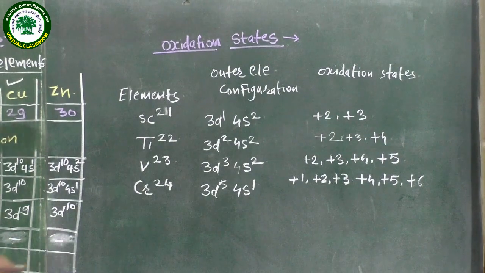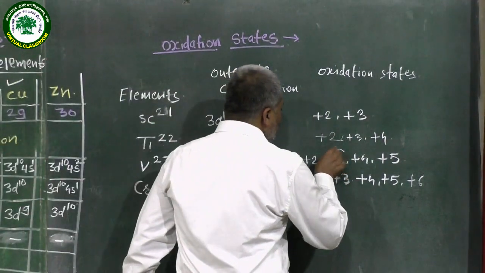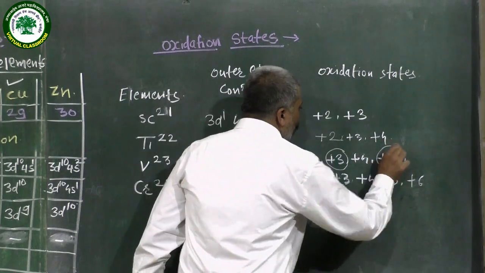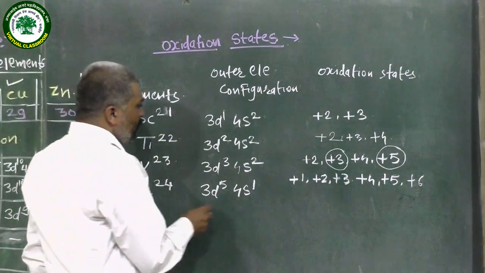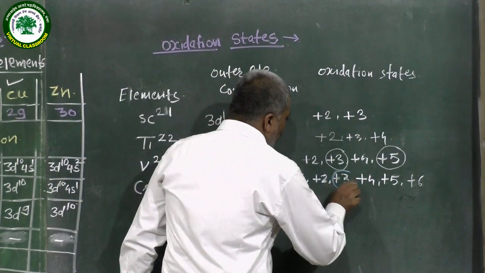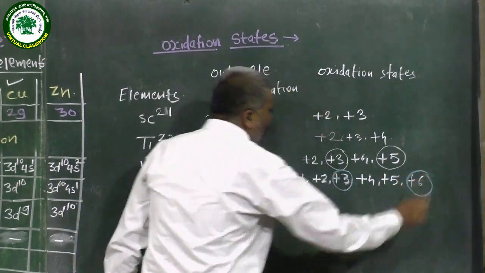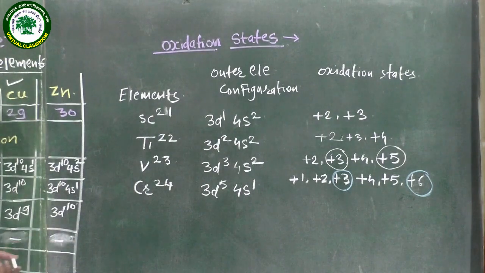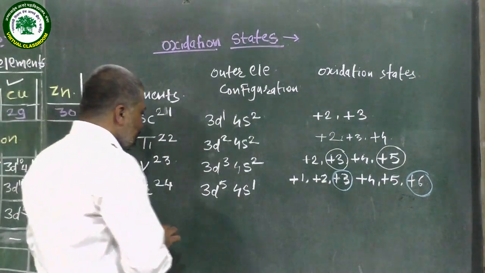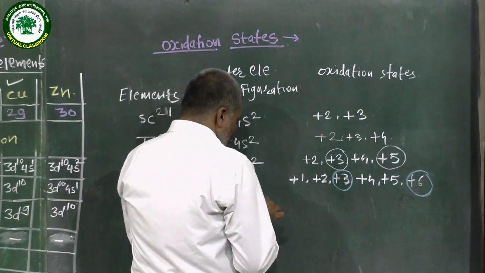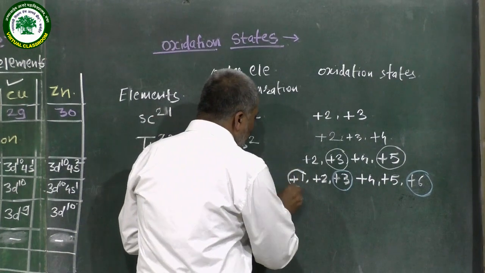Here in case of vanadium, +3 and +5 are the common oxidation states, or stable oxidation states. In case of chromium, +3 and +6 are the most stable oxidation states. The +1 oxidation state is very rare.